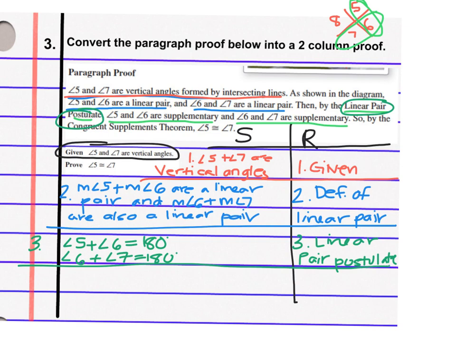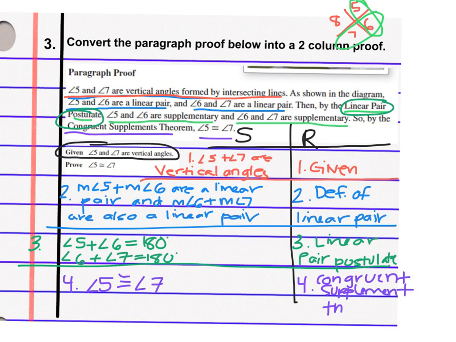All right, what's next? So by the congruent supplement theorem, angle 5 is congruent to angle 7. Angle 5 is congruent to angle 7 by the congruent supplement theorem. So pause the video if you need to. We'll keep working on this.